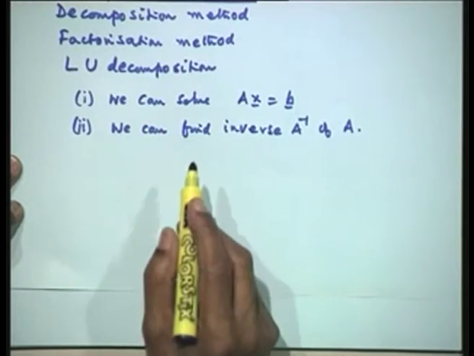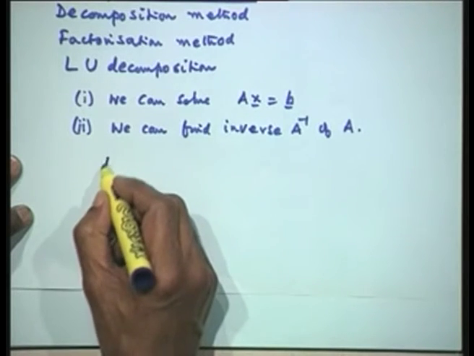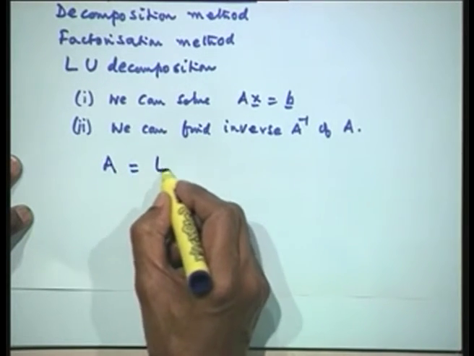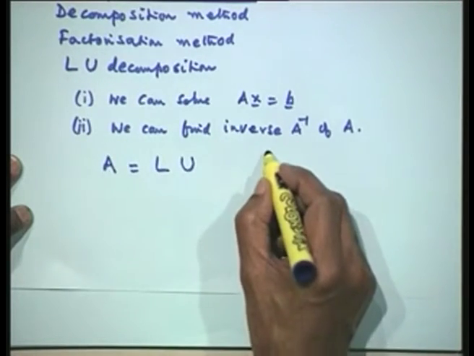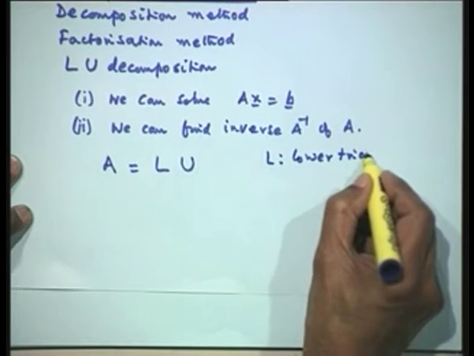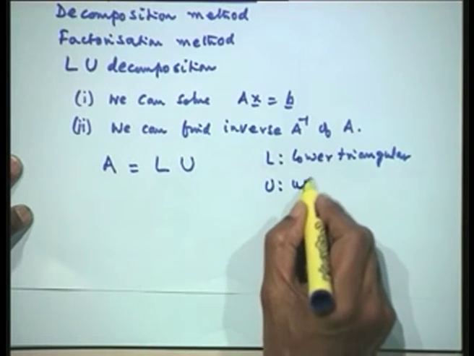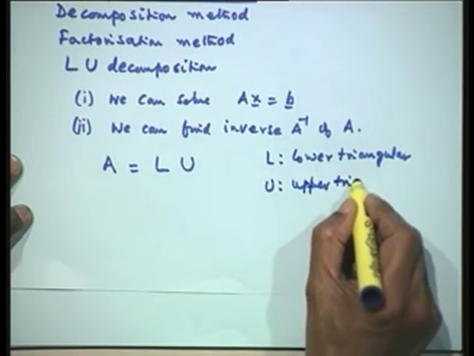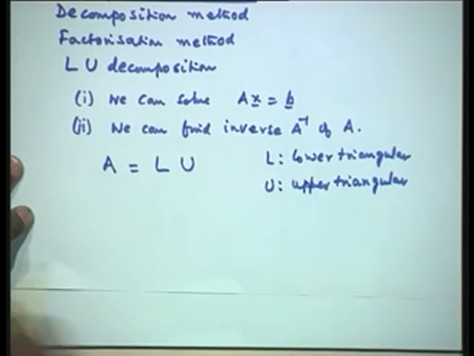The method is based on the fact that we can decompose a given matrix as the product of two matrices, one is lower triangular, the other is upper triangular. So, what we will write is A is equal to L into U. That is why it is called LU decomposition. L is a lower triangular matrix, U is an upper triangular matrix.